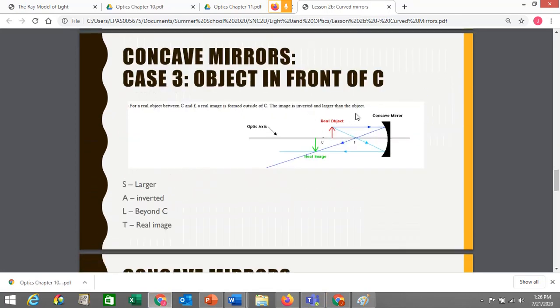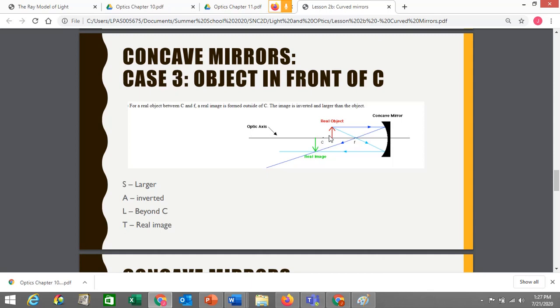Okay, case 3. What if the object is between C and F? Well, in this case, again, you just follow the exact same patterns, right? Line that goes and hits the concave mirror goes through the focus. Line that goes through the focus comes back parallel to the principal axis. And you end up producing an image over here. Again, that's where the crossing of the two lines happens.